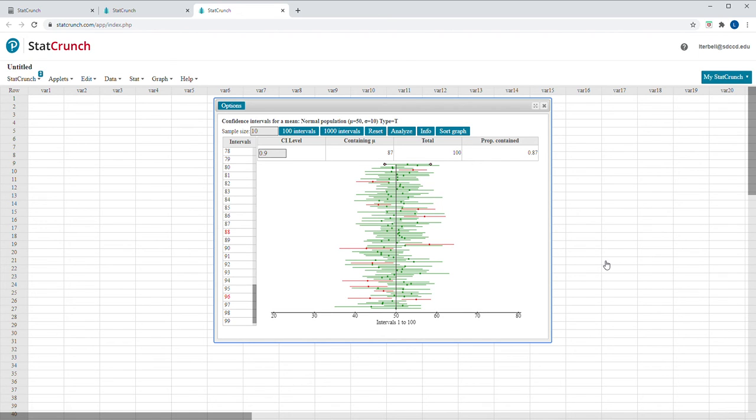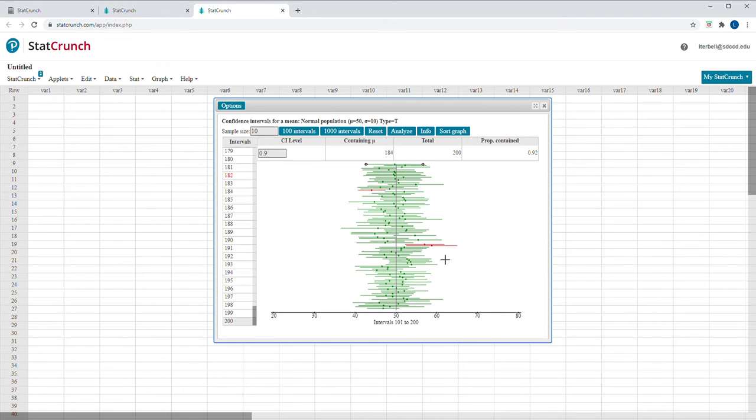So out of the 100 simulated intervals, what percentage of them are green and what percentage are red? Well, it tells you right here. The ones that contain mu, 87 out of 100, that's 87%. Well, the theoretical percentage should be about 90%. So let's try 100 more simulations.